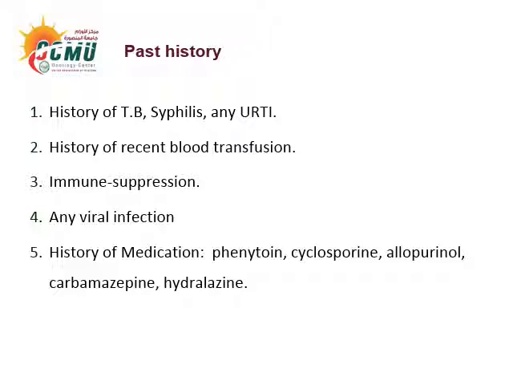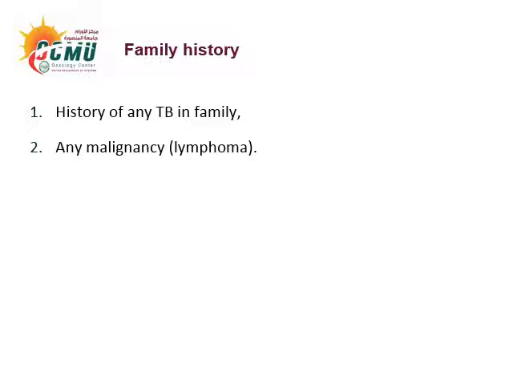Past history: usually past history of TB, which may be reactivation, syphilis, or any upper respiratory tract infection. Past history of recent blood transfusion. Past history of immune suppression, for example, corticosteroid therapy, any viral infection, any use of medication, as we mentioned before, phenytoin, cyclosporin, allopurinol, carbamazepine, or hydralazine. Family history. Is there any other member in the family diagnosed with TB, or any family history of malignancy, for example, lymphoma?